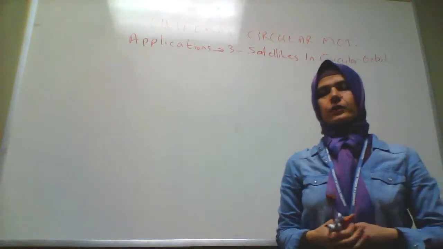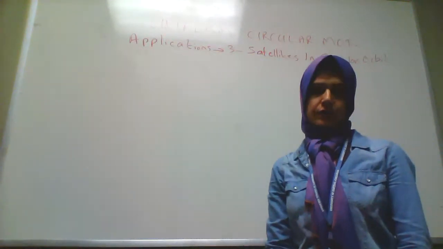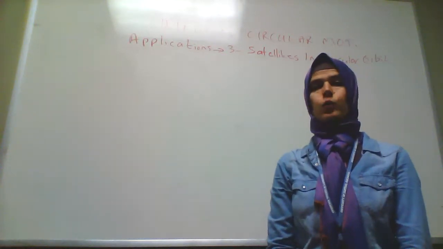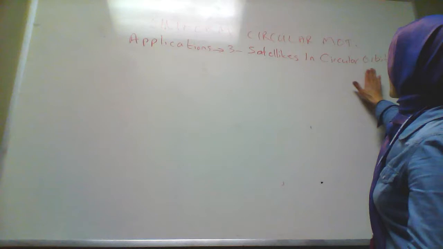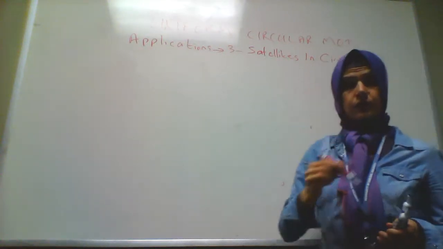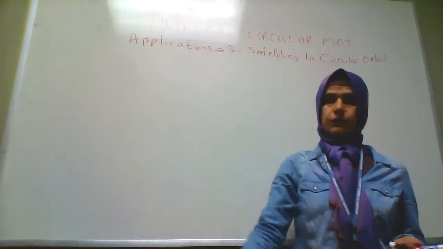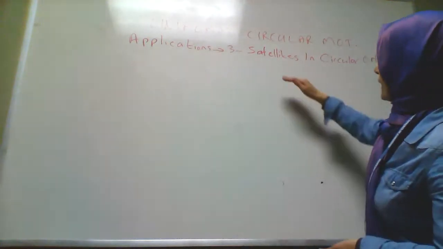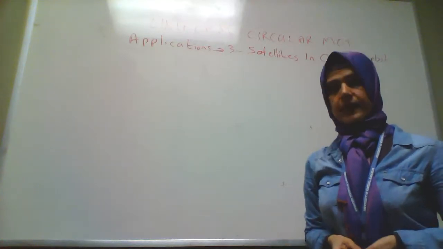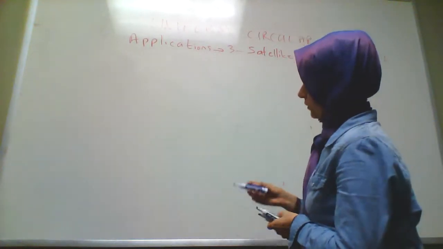Hello everyone, this will be the last lecture about circular motion. This will be the last application I'll be talking about, which is satellites and circular orbits. We talked about horizontal circular motion, we talked about vertical circular motion. Now we're going to talk about how circular motion is applied to satellites in circular orbit around the Earth.